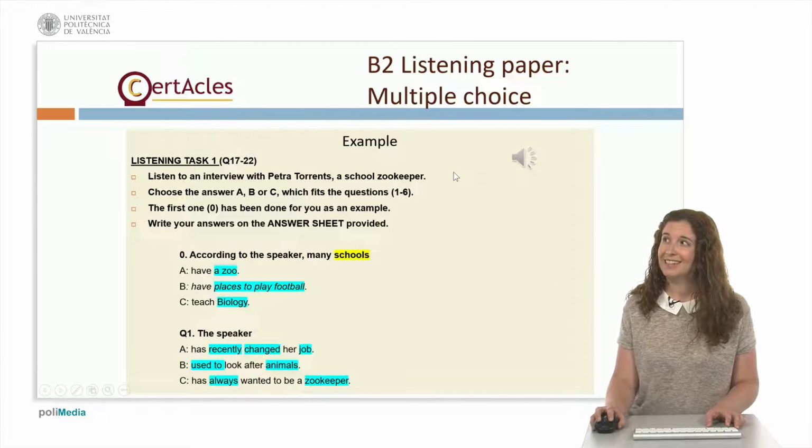Are you ready? So I'm going to play the recording now.